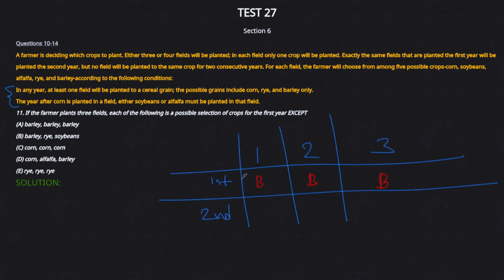So let's just say for the first year we planted barley, barley, barley. The second year we'll plant corn instead of barley, rye instead of barley, and soybean instead of barley. I mean, it's completely viable. It's completely possible. So this is a cross out.